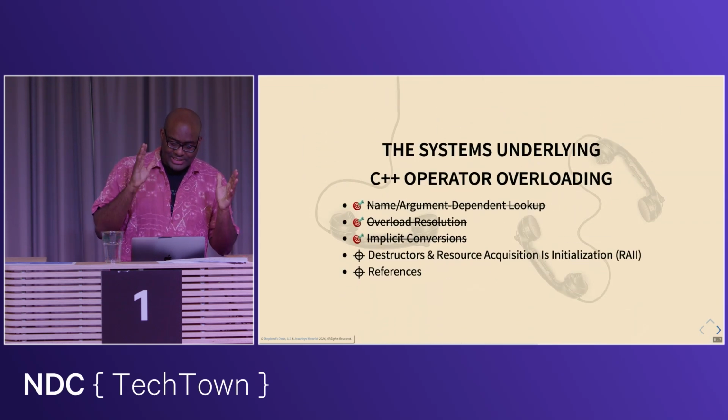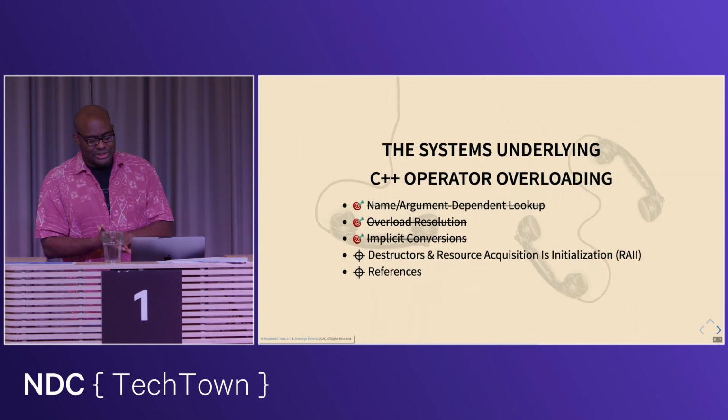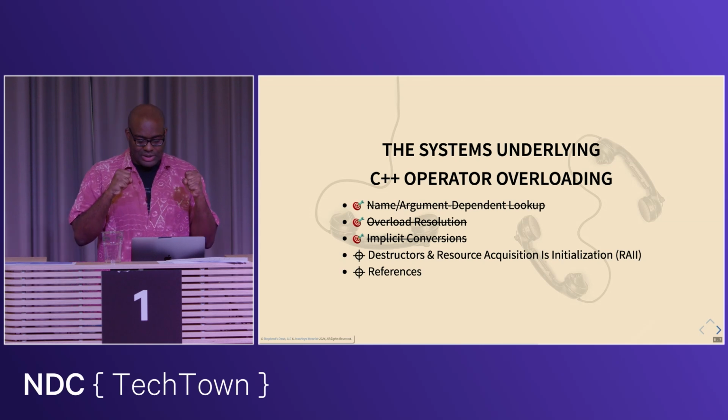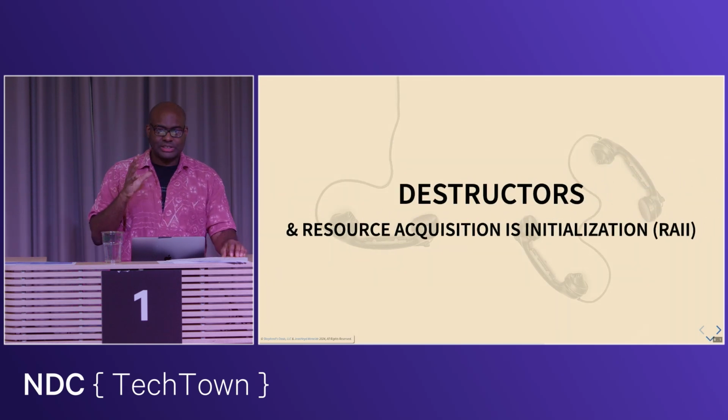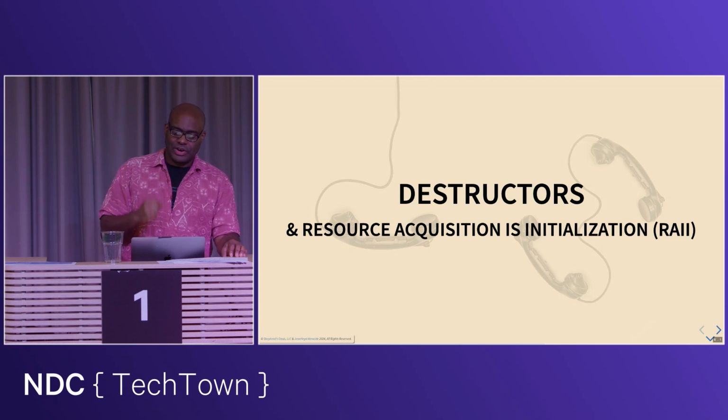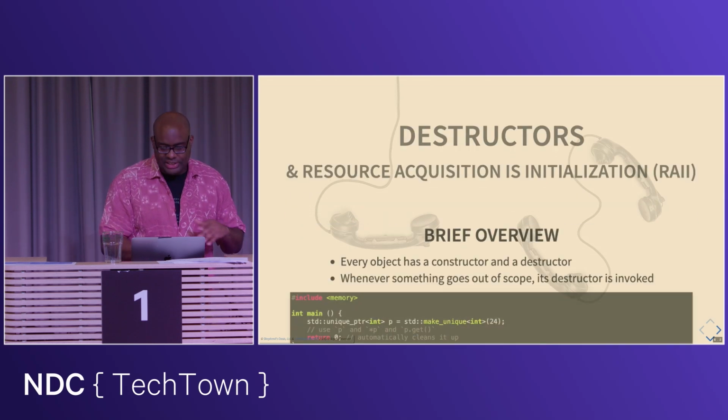But that actually takes care of implicit conversions. But now we get to a very interesting one, which is destructors and RAII. This one is actually a doozy, right? Because this system is actually very hard to replace. But first, before we get into that, let's do a brief overview.